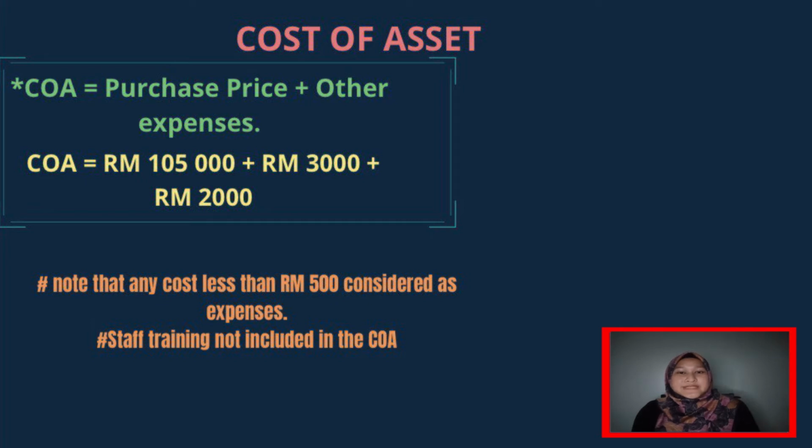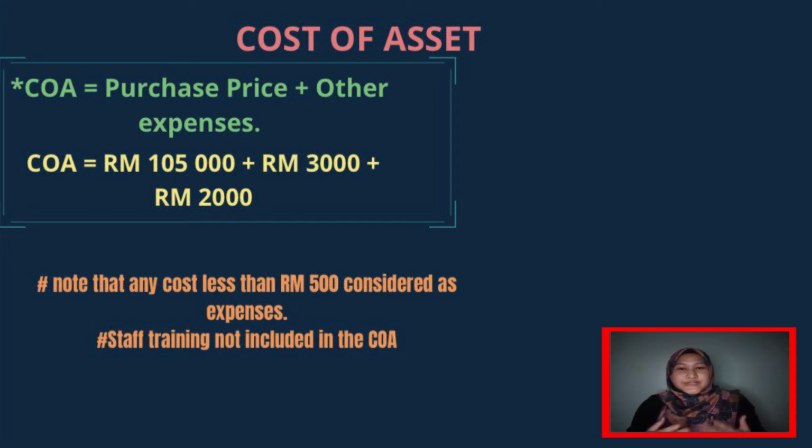Why are miscellaneous expenses not included to calculate COA? Because you see the first note: any cost less than 500 is not included to calculate COA. The amount of miscellaneous expenses is just 300 ringgit only. Second, when the question mentions staff training, that cost is not included in calculating COA.